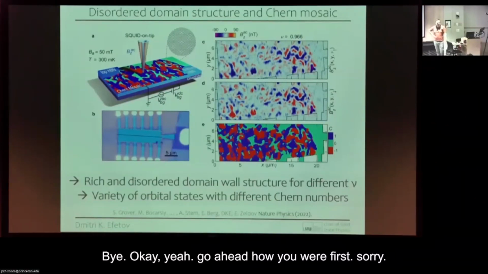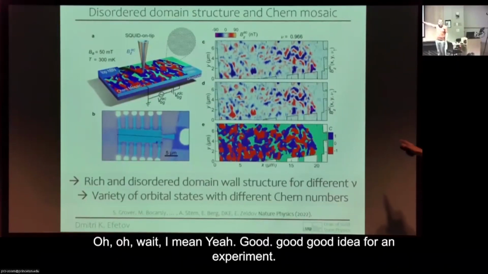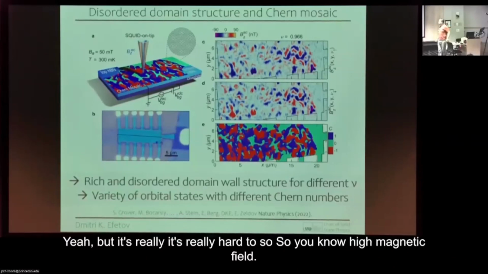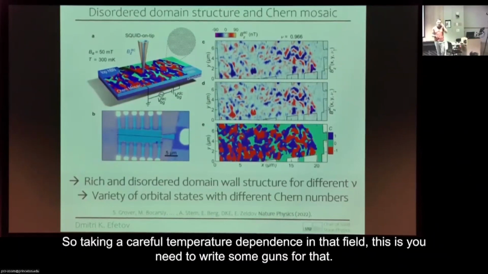Sorry, is this strange metal reentrant even if the superconductivity is suppressed? Yeah, it is. That's going to be my last slide. Oh, wait, you mean strange metal at high magnetic field? Oh yeah, good idea for an experiment. But it's really hard. At high magnetic field you burn like $10,000 per hour on electricity, so taking a careful temperature dependence in that field, you need to write some grants for that, I guess.